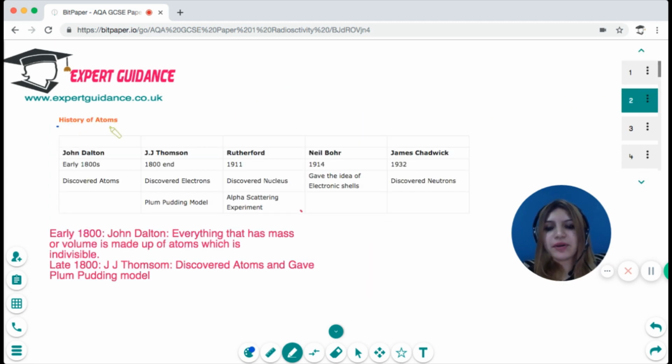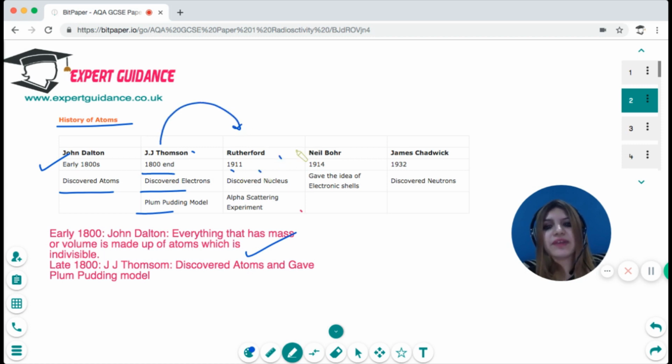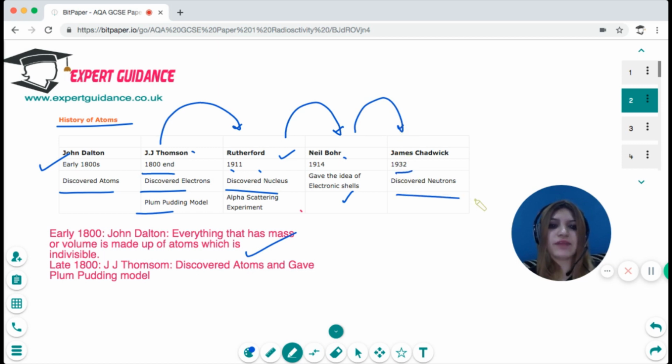So if you remember, the history of the atom began with John Dalton in 1800. He discovered atoms and said that everything that has mass and volume is made up of atoms, which are indivisible. But then came J.J. Thomson, who in 1800 discovered electrons and gave the plum pudding model. Then this model was further revised in 1911 by Rutherford, who built upon the alpha scattering experiment and discovered the nucleus. And then in 1914, Niels Bohr gave the idea of electronic shells. And in the end, James Chadwick in 1932 discovered the neutrons. And then finally, we came to the present structure of the atom, which consists of neutrons, protons, and electrons.